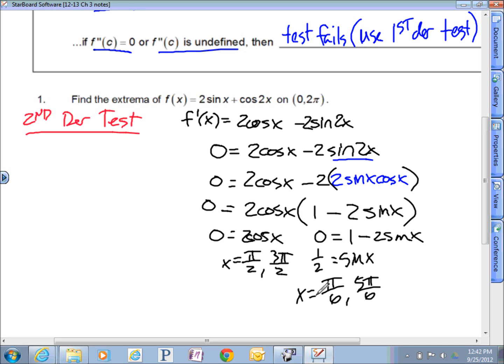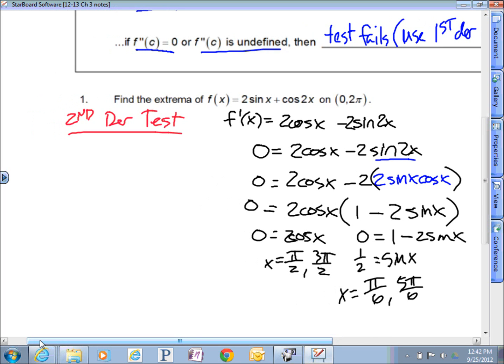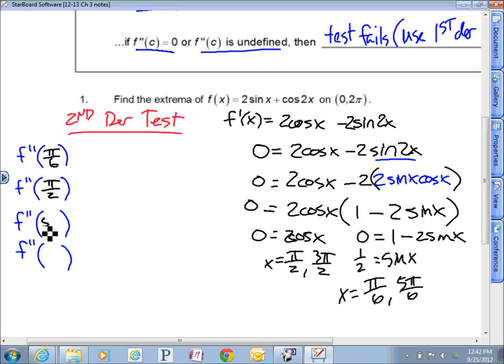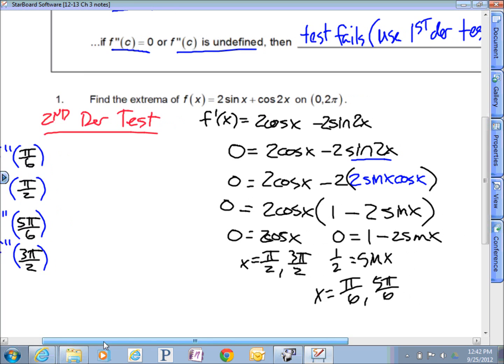So what we're going to do now is take each of these critical numbers, and in order to evaluate our second derivative test, we're going to do f double prime of each of these four critical numbers. We're going to check out the concavity at each of them, so let's go in order. Pi over 6 is the smallest, pi over 2 is next, 5 pi over 6, and 3 pi over 2. We're going to plug them into the second derivative, which we should probably find. So let's find the second derivative while we're at it.